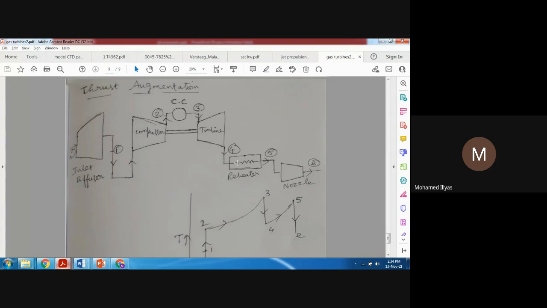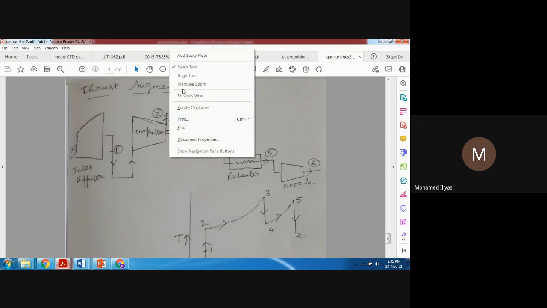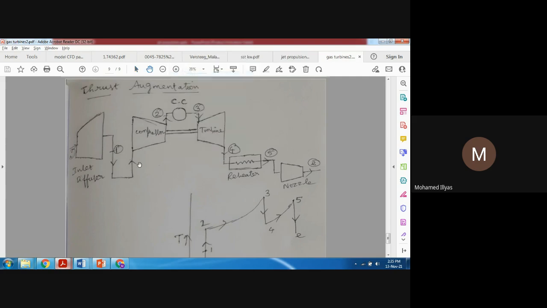Thrust augmentation is a general term. We use various methods for thrust augmentation. One such method is a process called reheating, so that we can increase the thermal efficiency and get some enhanced thrust. Now we know the meaning of thrust, so let us see how we obtain enhanced thrust.